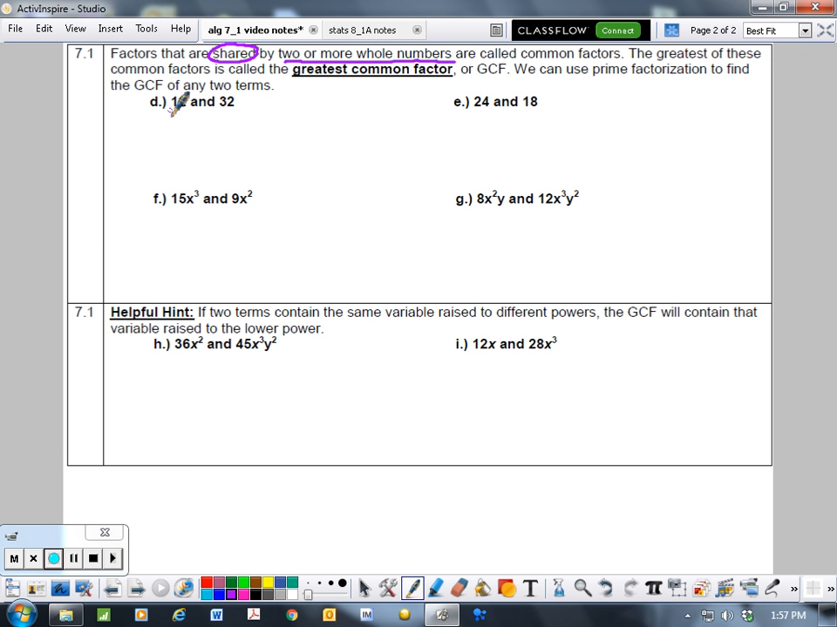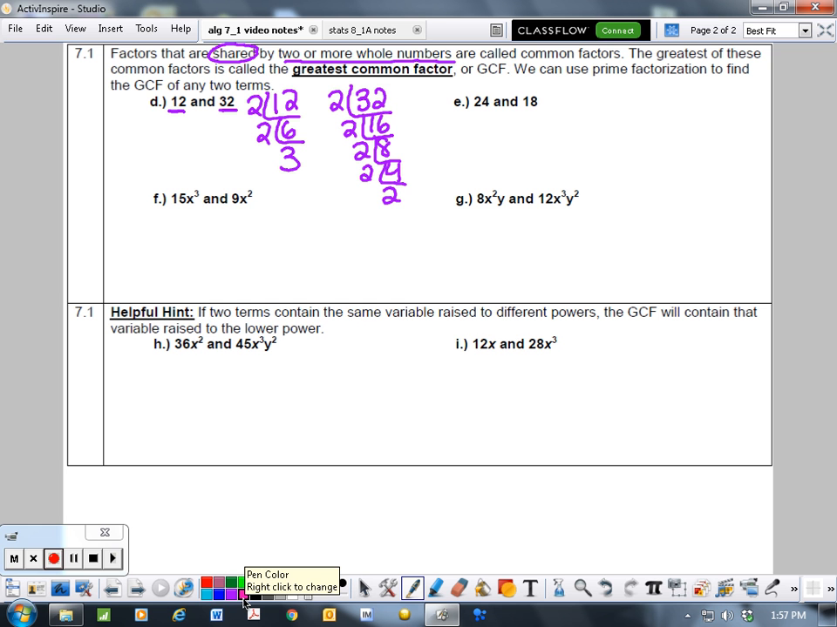So when I'm looking at numbers 12 and 32, I can use the prime factorization. 12 is 2 times 6, and 6 is 2 and 3. And then I can look at 32: 2 and 16, 2 and 8, 2 and 4, 2 and 2. To find the greatest common factor between them, I look at all the primes that are common between them. They each have a 2, they each have another 2, and that's it. So they both have two 2s, which means my greatest common factor is 4.